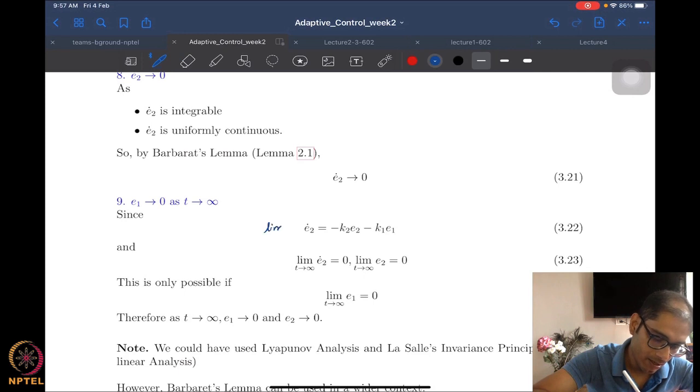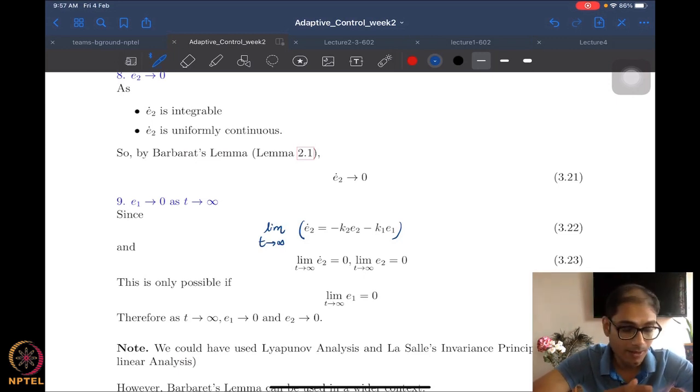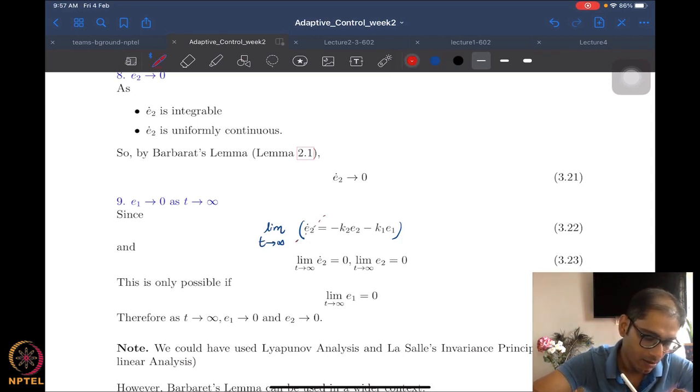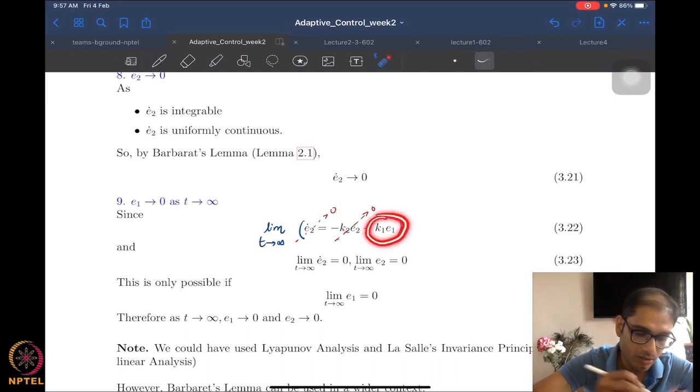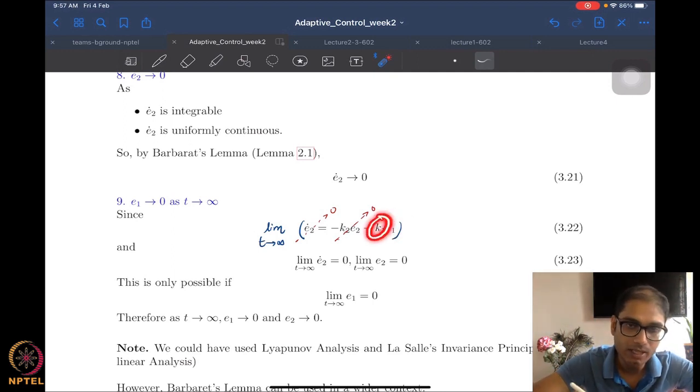I simply take the limit as t goes to infinity of both sides. And they have to match because I have an equivalence here. If a function a of t is equal to function b of t, then the limit as t goes to infinity cannot be different. Therefore, if I take limits on both sides, what happens? I know that this term is going to zero, and I know that this term is going to zero. So the only way that the left hand side can go to zero is if this quantity is also going to zero, and k1 is just a positive constant. So this is possible only if e1 itself also goes to zero as t goes to infinity.